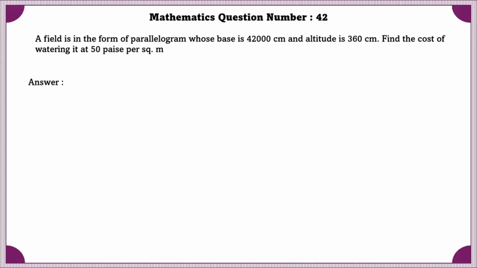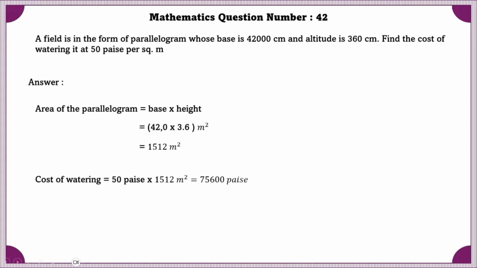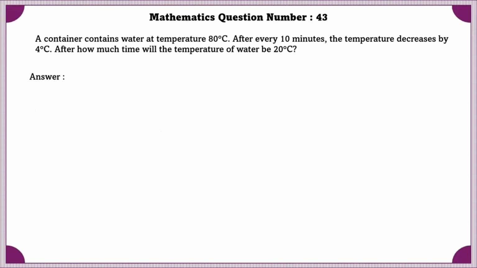Mathematics question number 42. A field is in the form of a parallelogram whose base is 42,000 centimeters and altitude is 360 centimeters. Find the cost of watering it at 50 paise per square meter. Area of parallelogram is equal to base into height, that is 1512 meters square. Cost of watering is equal to 50 paise into 1512 meters square, which is equal to 75,600 paise, that is 756 rupees.